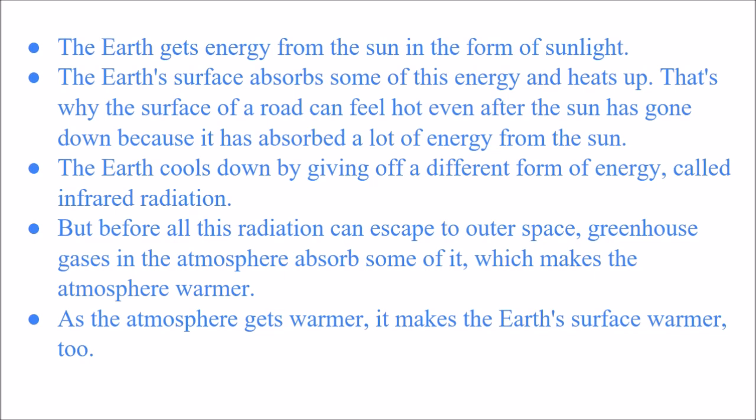The Earth cools down by giving off a different form of energy called infrared radiation. Before all this radiation can escape to outer space, greenhouse gases in the atmosphere absorb some of it, which makes the atmosphere warmer. As the atmosphere gets warmer, it makes the Earth's surface warmer too.